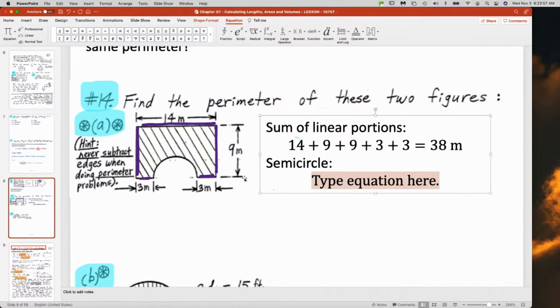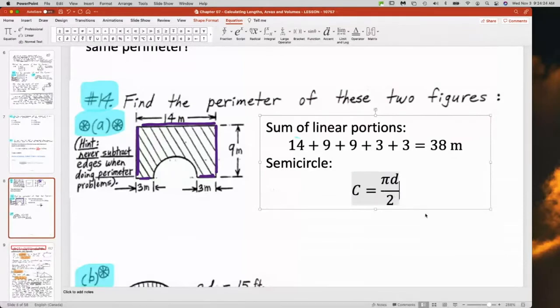I don't have a formula for a semicircle, but what I do know is that for a circle, the perimeter is 2 pi r, or yeah, I'll say pi times diameter, actually. You could use 2 pi r, or you could use pi times diameter. I'm going to use pi times diameter, but because it's a semicircle, I need to modify the equation. I'll divide the equation by 2.